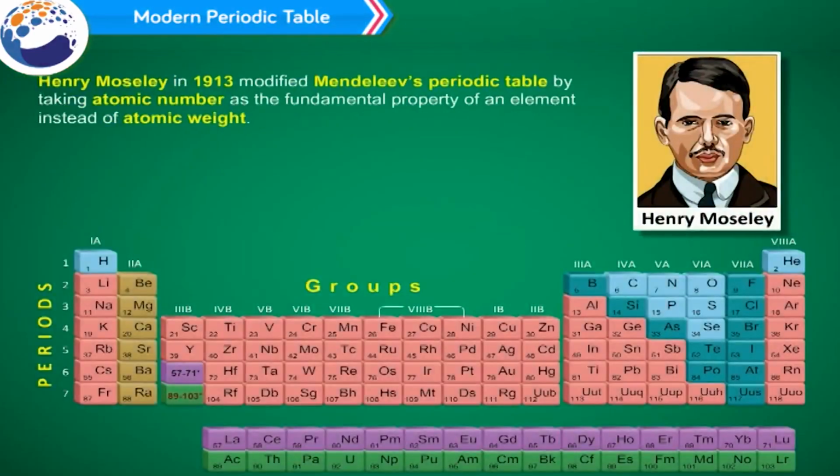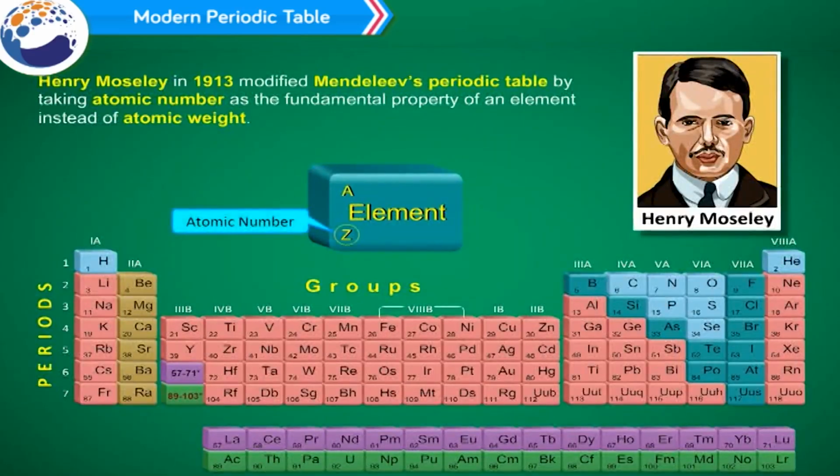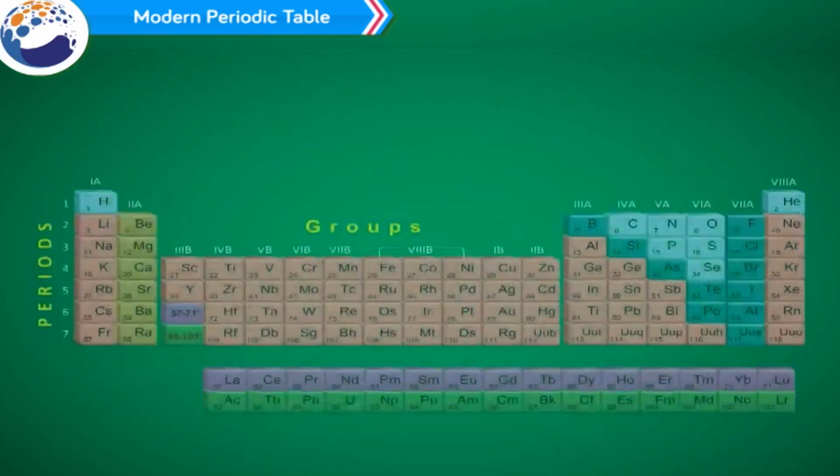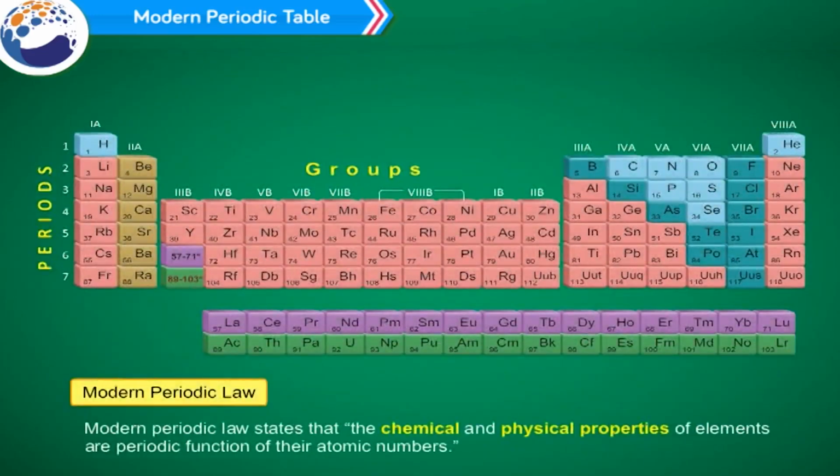Henry Moseley in 1913 modified Mendeleev's periodic table by taking atomic number as the fundamental property of an element instead of atomic weight. Atomic number is the basis for the modern periodic table. Atomic number is the number of protons in the nucleus. It is also equal to the number of electrons in the atom. Modern periodic law states that the chemical and physical properties of elements are a periodic function of their atomic numbers.